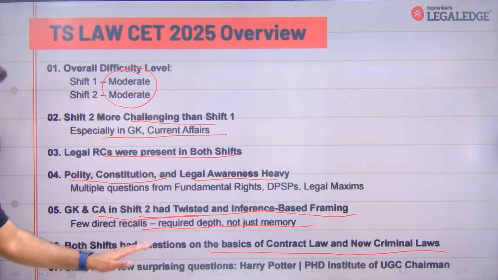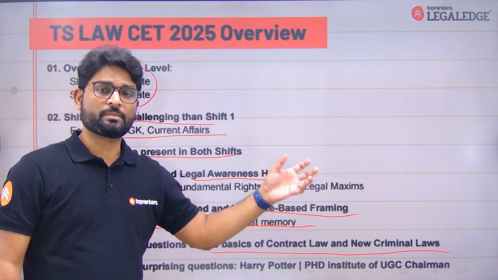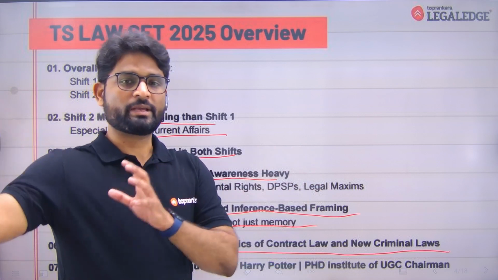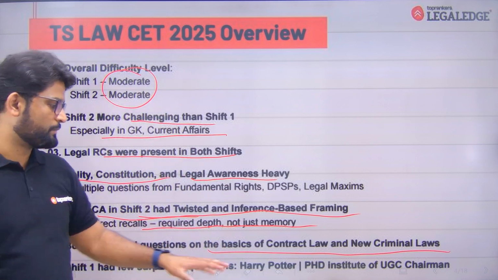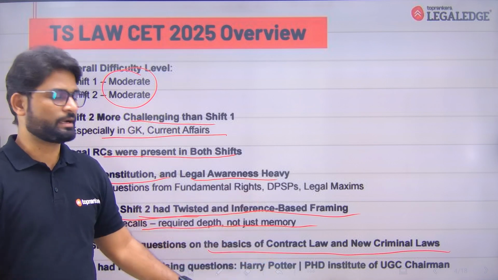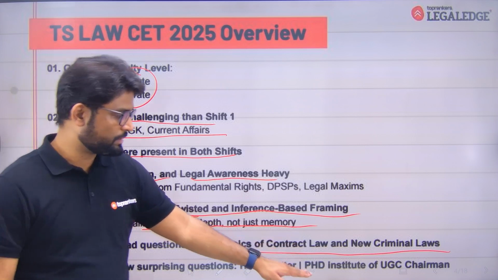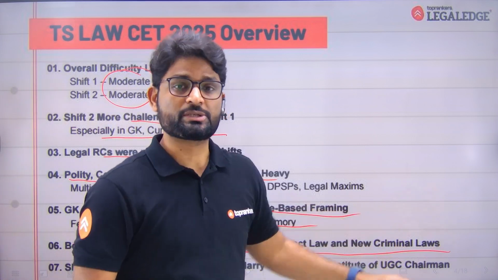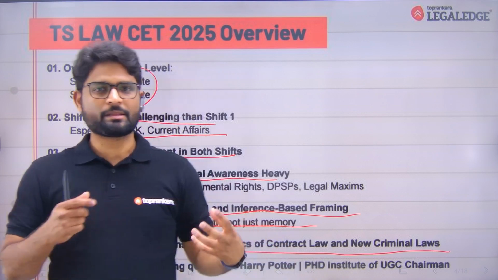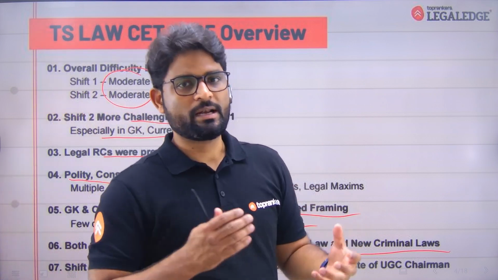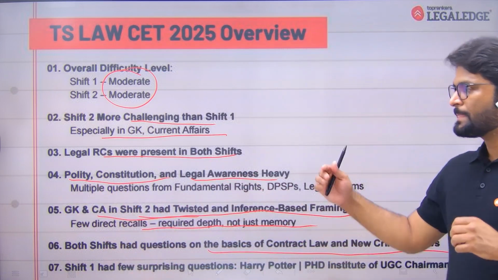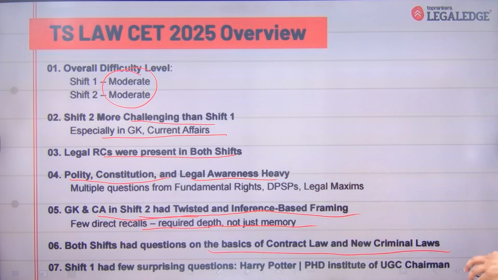Shift one had a few surprising elements, like a question related to Harry Potter. They asked a question about a game happening in a series, and the answer to that question was Harry Potter. This was not at all expected because it has nothing to do with recent current affairs. They also asked a question on the PhD institute of the UGC chairman. You had to identify the PhD college of the UGC chairman. Again, this is a very random or weird question. No one can ever predict that these kinds of questions can be asked. That is why they're saying GK was twisted in both the shifts.